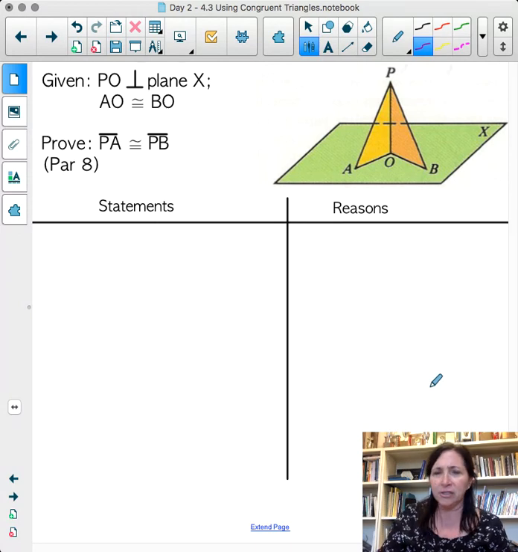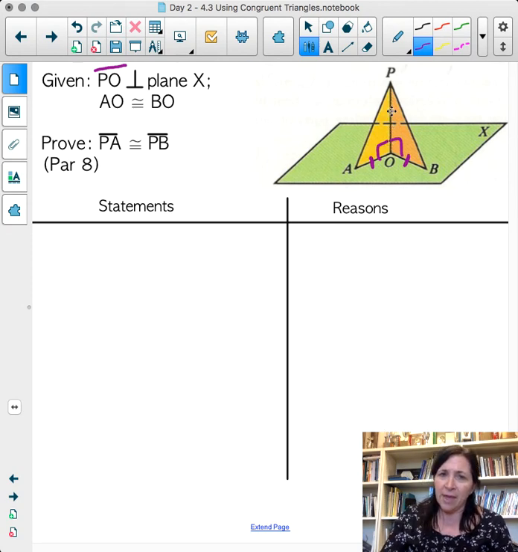At this point, I would say stop the video for a few minutes and try to fill in the space. What you do know is that PO is perpendicular to plane X. If that's perpendicular, that's going to happen right there. You also know that AO is congruent to BO, and that's going to happen right there. You also know that PO is congruent to itself, because see how this is in both of the triangles?